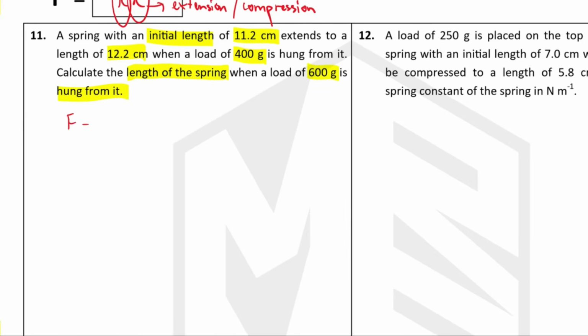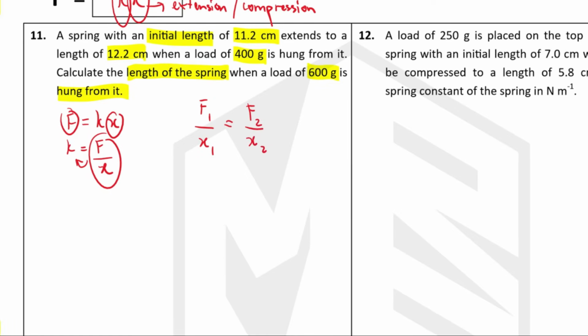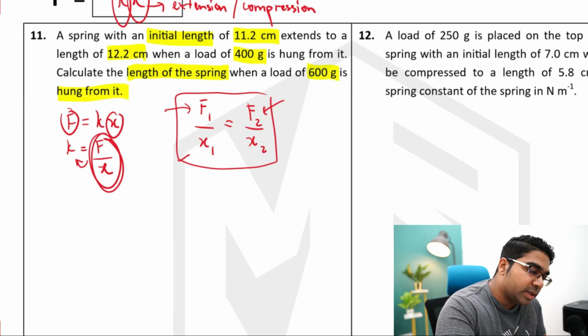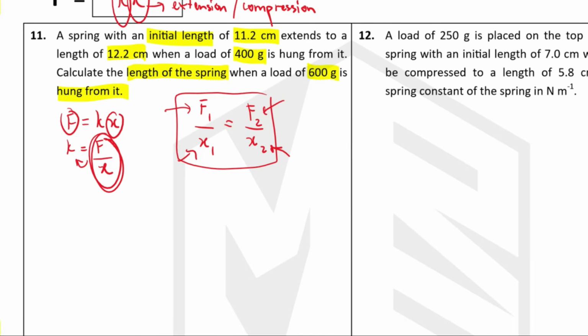From the formula F equals Kx, we know that F is directly proportional to x. That is, K is equal to F over x, and F over x is always a constant. Therefore, we can use F1 over X1, one set of data, equals F2 over X2, another set of data, because F over X is a constant. When we use this relationship, the unit that we substitute doesn't have to be the SI unit, as long as the unit on the left and the right is the same. And so I'm going to stick to grams.